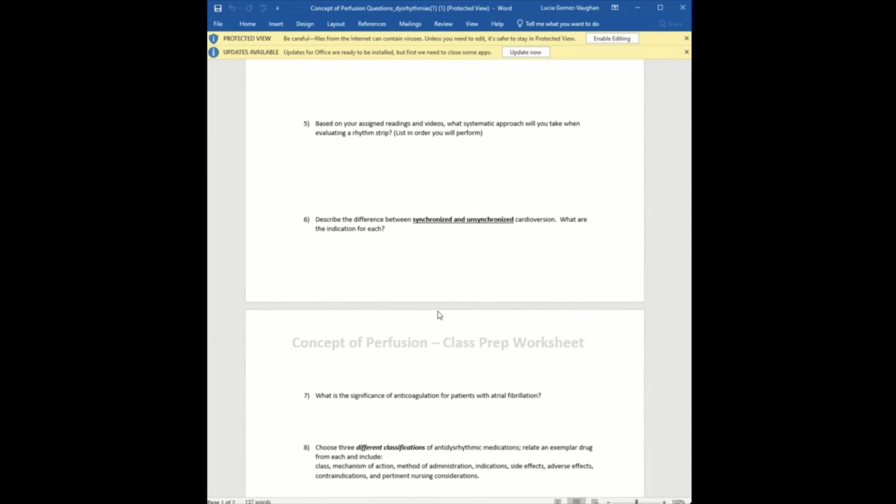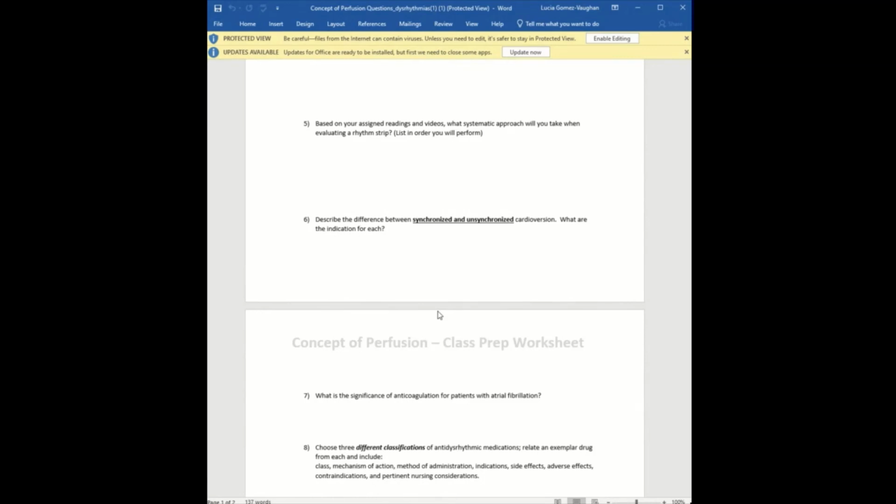Just to remember, our P wave is that atria contracting. Is there any atrial fibrillation or fluttering in those P waves that you can see? Is that atrial rhythm regular, irregular? Is the ventricular rate regular, irregular?